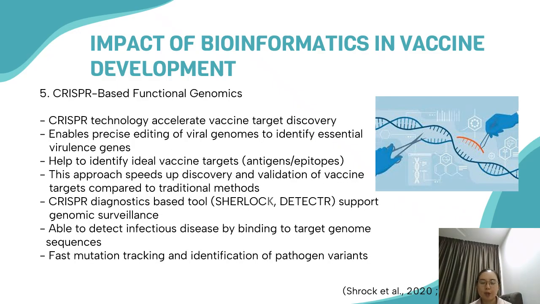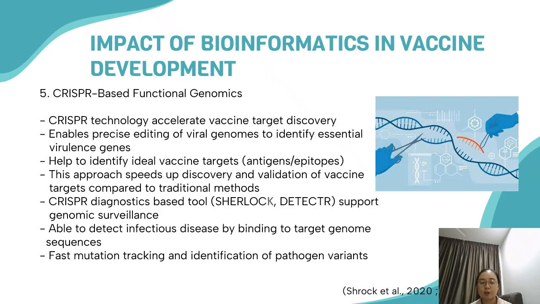Next is the CRISPR-based functional genomics. The discovery of CRISPR gene technology has greatly accelerated the vaccine target discovery, whereby this technology enables a precise editing of viral genomes through the cutting or modifying of the genome sequence to identify the essential virulence genes. This has helped the researchers to identify ideal vaccine targets in the vaccine development. This approach has sped up the discovery and the validation of vaccine targets compared to the traditional method.